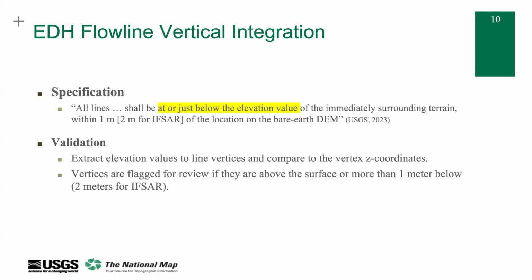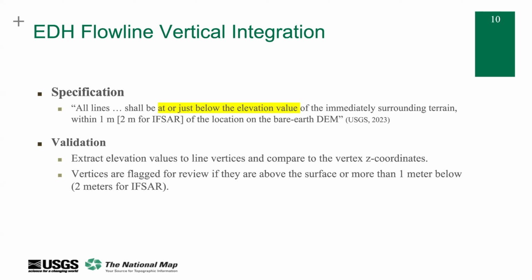First off, for all of our validation checks, just because of the scale at which we're working, which is of course national, we are receiving tens of thousands of features every day, with only a handful of staff validating. We try to automate almost everything that we can, and to develop automated checks to verify that the specifications are being met. So like Will said, I'm going to be focusing on how flowline features match the elevation surface. And one of the ways that we look at that is through vertical integration.